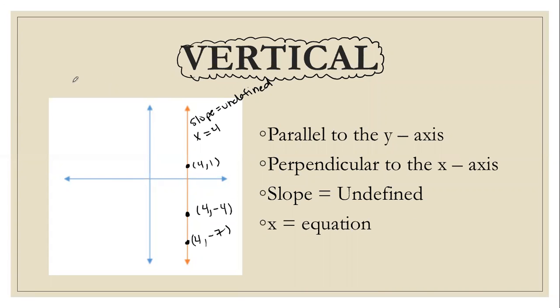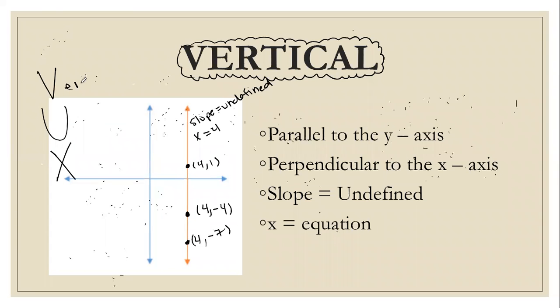The acronym for this is VUX. VUX means vertical. Slope is undefined. And it's an x equals equation.